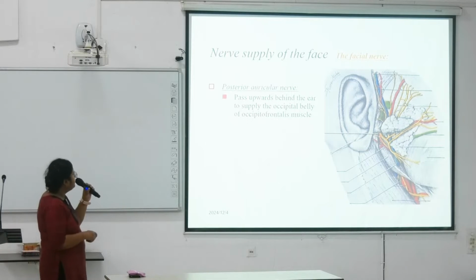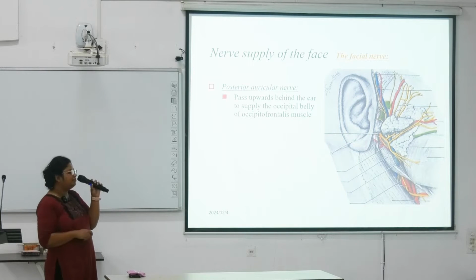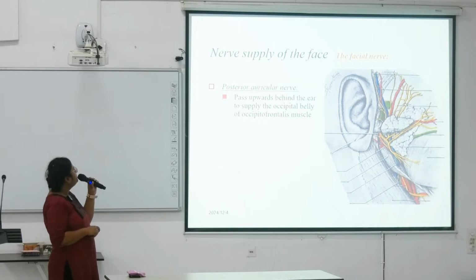So after coming out through the stylomastoid foramen, the first branch is the posterior auricular nerve. It passes upward behind the ear to supply the occipital belly of the occipitofrontalis. Here, this branch is going posterior on the posterior aspect of the ear, supplying the auricularis posterior and the occipital belly of the occipitofrontalis.